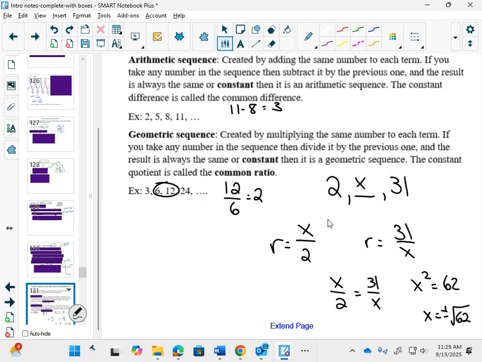It was probably on the tip of your tongue that the middle number was plus or minus the square root of 62. Yeah, I know, you probably had plus or minus the square root of 61. I was so close.